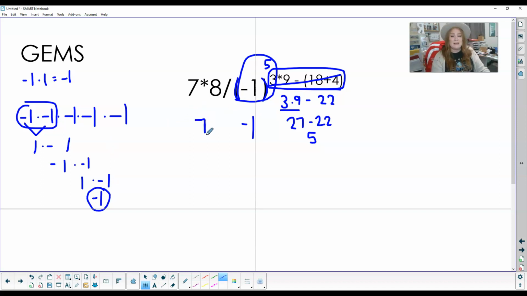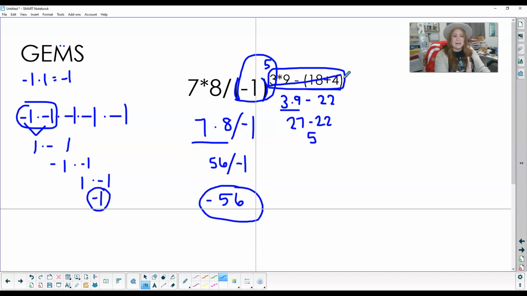So now I have 7 times 8 divided by -1. So I don't have any more groups. I don't have any more exponents. So I'm looking for multiply or divide in order. So the first one I come to is 7 times 8. 7 times 8 is 56, and we're dividing that by -1. So, right, one's a positive, one's a negative, it's going to stay negative. 56 divided by 1 is 56, but it's going to be negative. -56 is that answer right there.